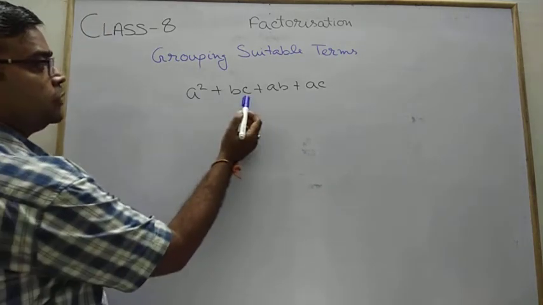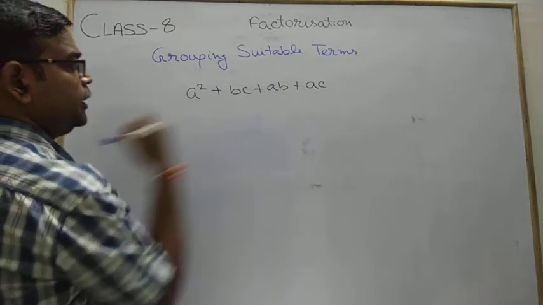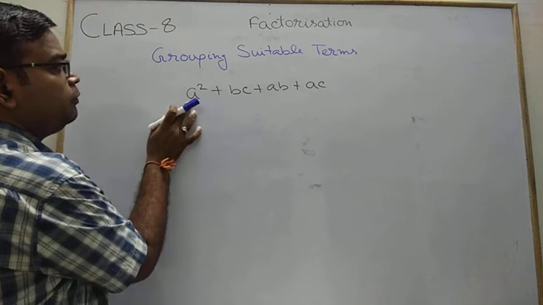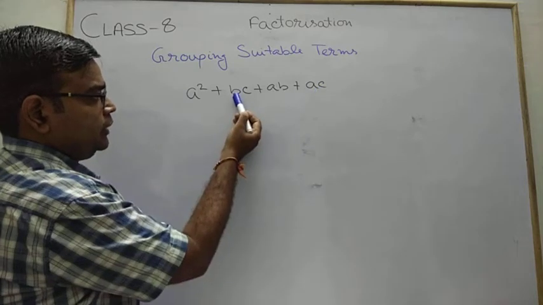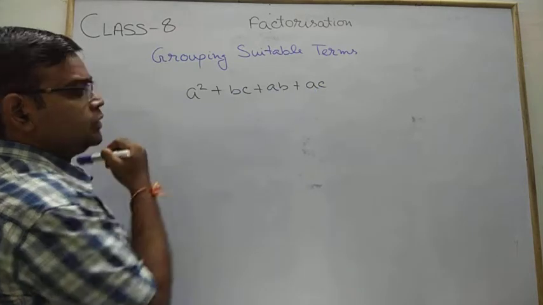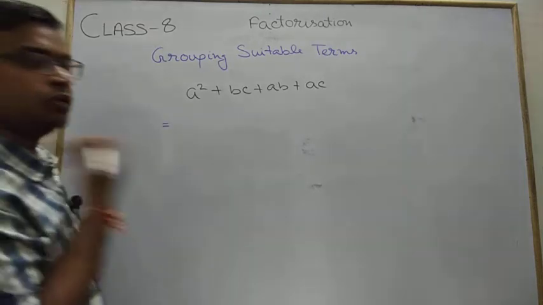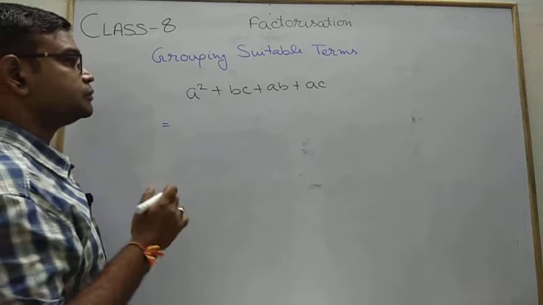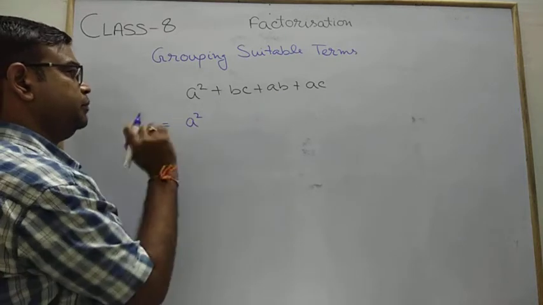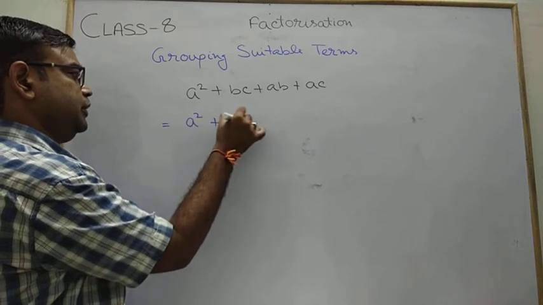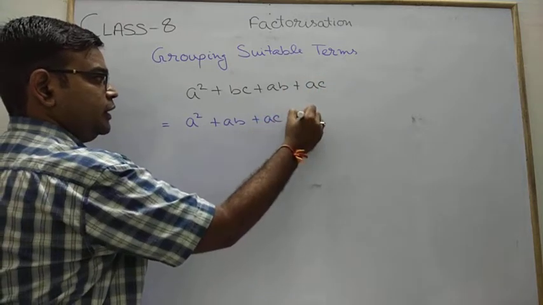Now here we observe that in these two, B is common, and in these two, A is common. Where do we place this one? We must check the next part. C is common in this and this, and in AB, A is common. So we can arrange them in such a way. It is your a square. Bring that AB to this side: AB plus AC, shifting the BC to that side.